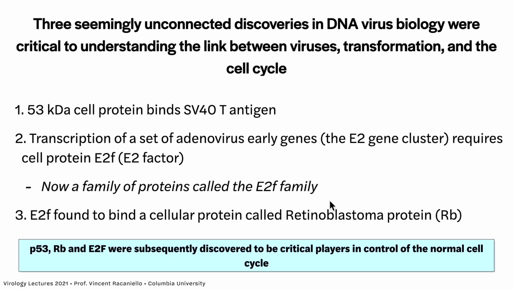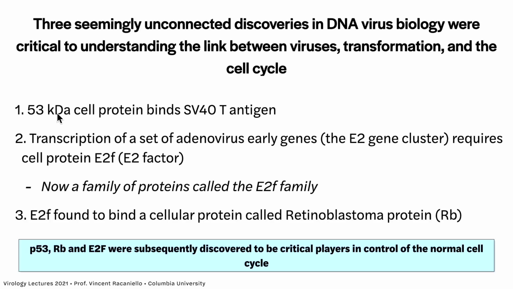Now you know. Let's put these all together. These three discoveries here now were the link to understanding how viruses transform cells and lead to cancer and how the cell cycle is controlled. First of all, another huge discovery. When people asked, what does T antigen of SV40 bind to? They found it binds a 53 kilodalton cell protein, now known as P53.